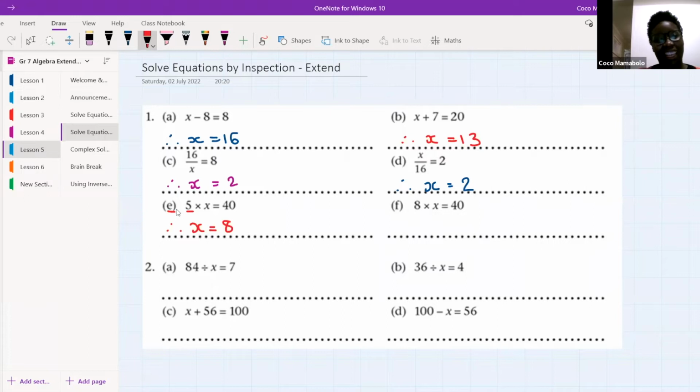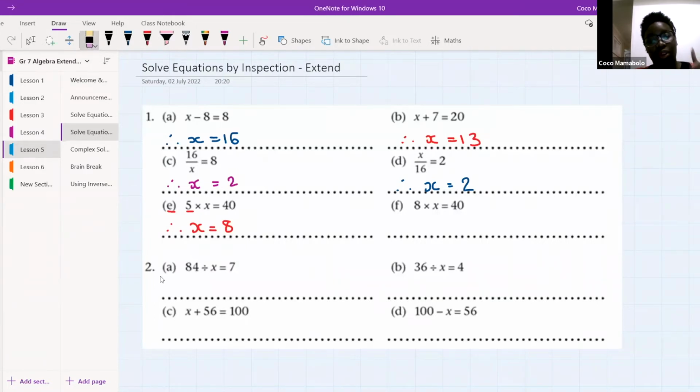Okay. Lwandle, can we do F together? Yes, ma'am. Okay, just hold on 1 second for me. Kungawa is asking, how is it 8? Kungawa, what's 5 times 8? 5 times 8 will give us 40. And that's why we're saying that X is equal to 8. I hope that makes sense to you.